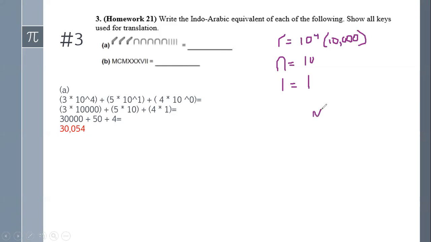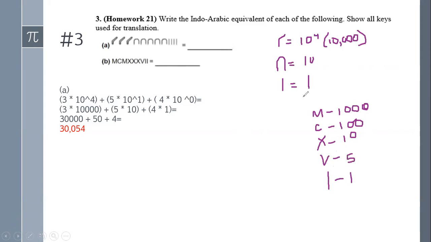The Roman numerals are a little bit tricky though, because M is 1,000. C is 100. X is 10. V is 5. And again, these little tally marks are going to be 1.